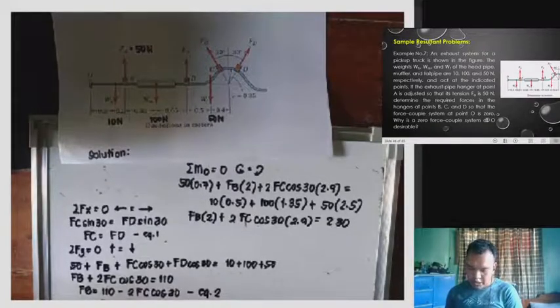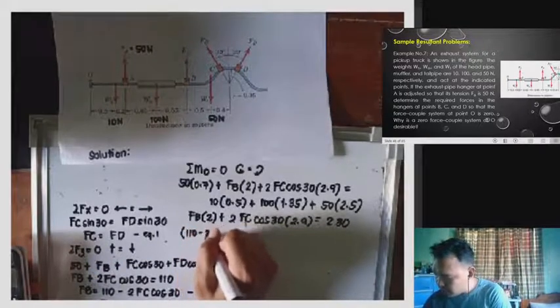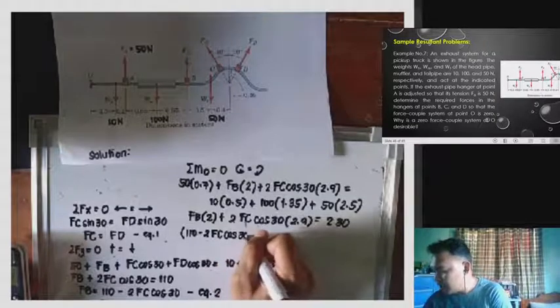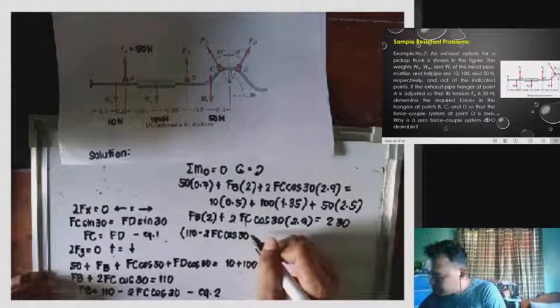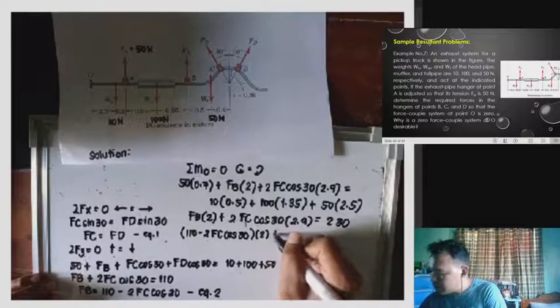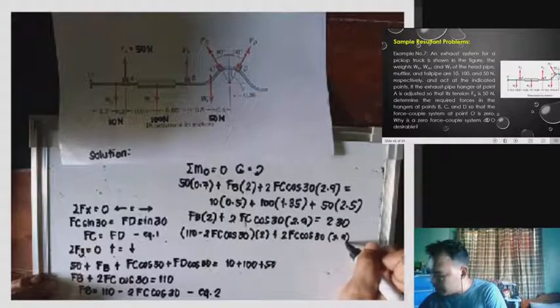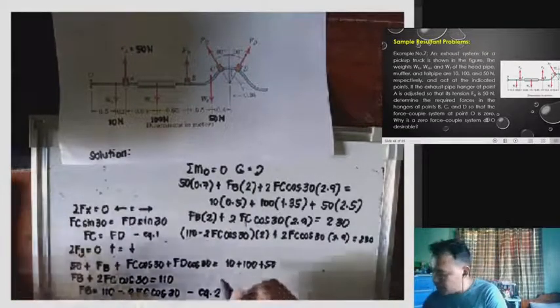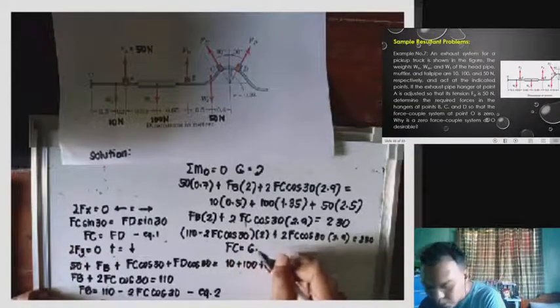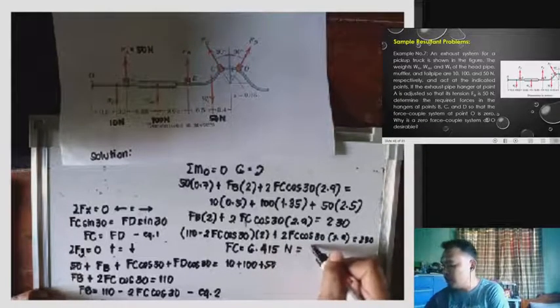Minus 2 FC cosine 30 times 2 plus 110 minus 2 FC cosine 30 times 2 plus 2 FC cosine 30 times 2.9 equals 230. So therefore, we have here FC is equivalent to 6.415 Newton, which is equivalent to FD.